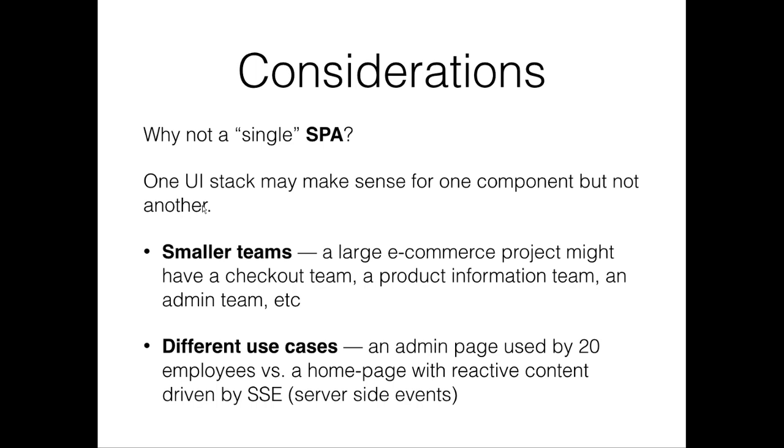So smaller teams, multiple single-page web applications lead towards smaller teams. A large e-commerce project might have a checkout team, a product information team, an admin team. It could have a lot of different cross-functional teams. And each single-page web application probably has a different use case, so the performance characteristics are probably radically different across these different slices of your architecture.